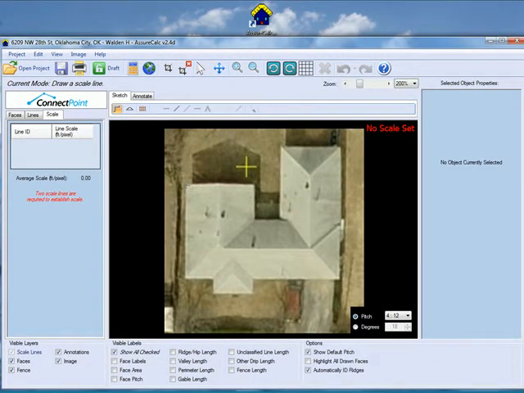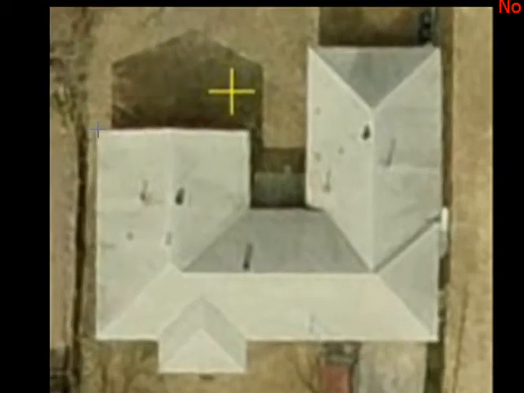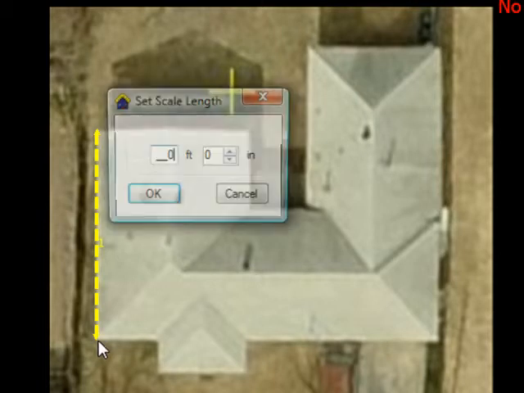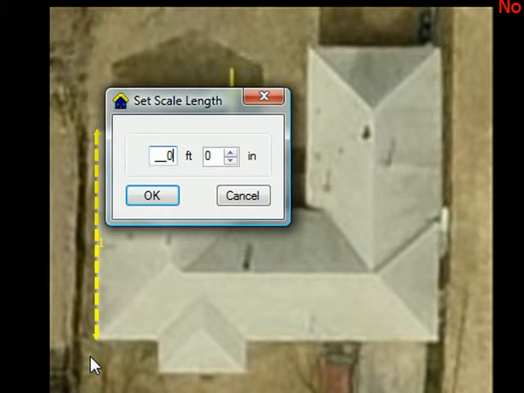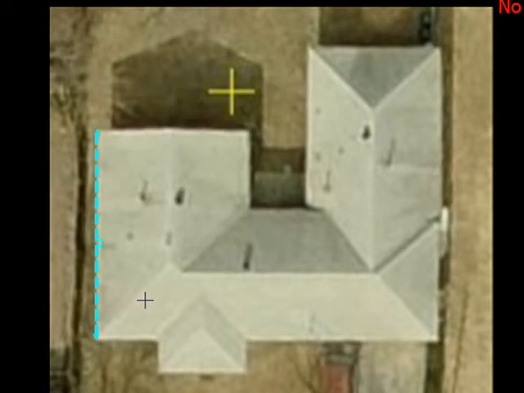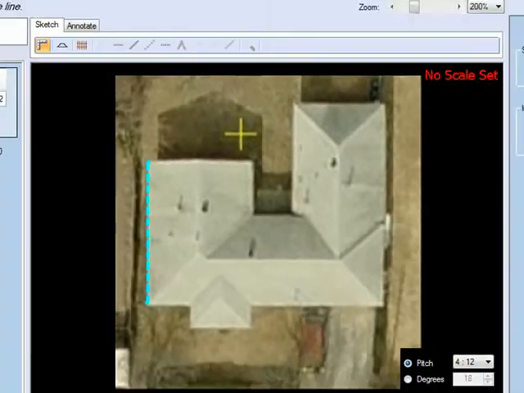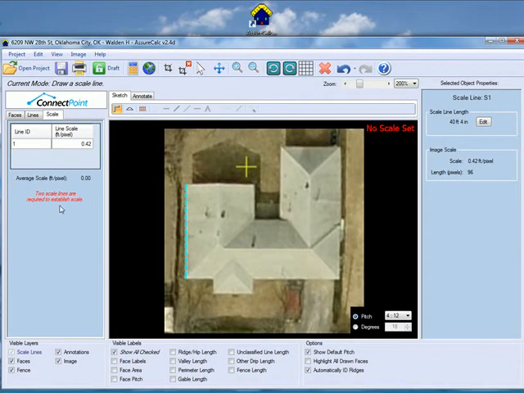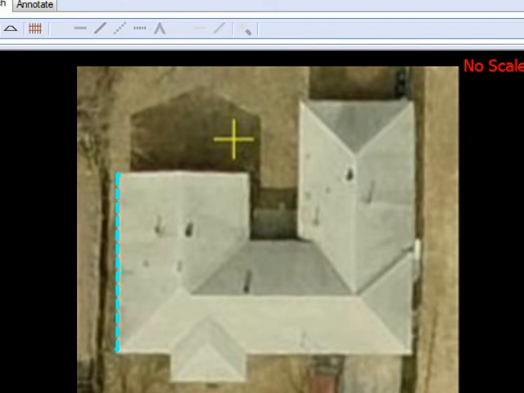We're going to put this mark right on the outside edge of the corner. Left click, drag it, left click again. We found this measurement to be 40 feet 4 inches. Click OK, and we come up with 0.42. Notice that 2 scale lines are required to establish scale. You can use more than 2, but 2 is the minimum.